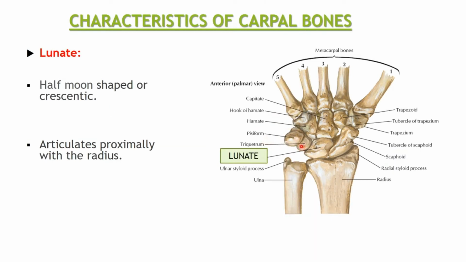Then comes lunate, the second bone, which you can see here. Lunate means moon. So this is a crescent or moon shaped bone, and this is articulating again proximally with the radius and also with the scaphoid. So this is the lunate bone.